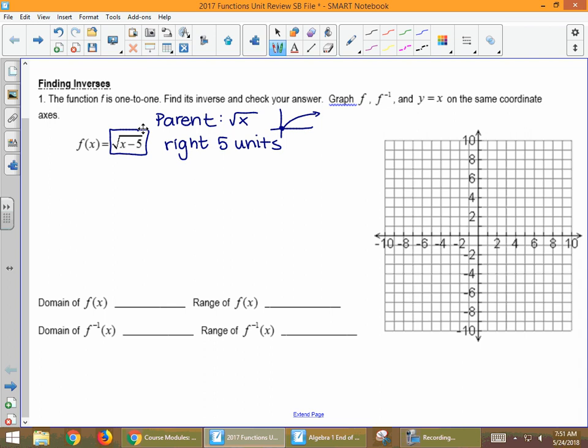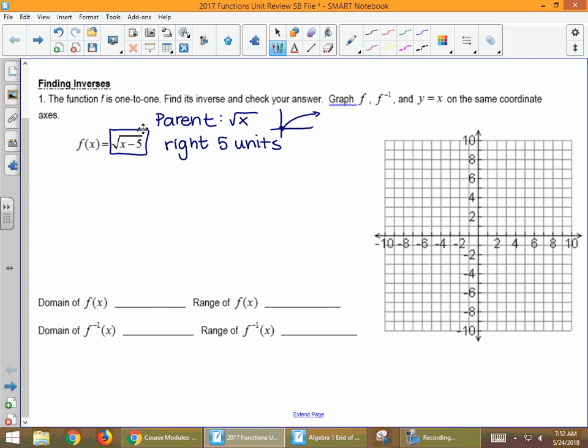So that shape is absolutely going to be a one-to-one function. It passes the horizontal line test. That's what one-to-one means. So we can find the inverse. That's something that you always want to check. If you're asked to find the inverse, an inverse has to exist.